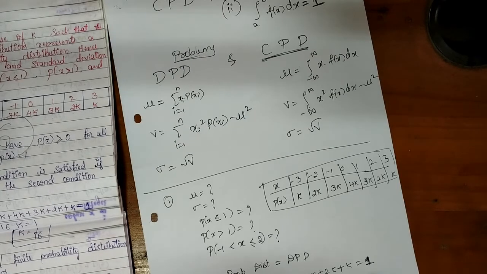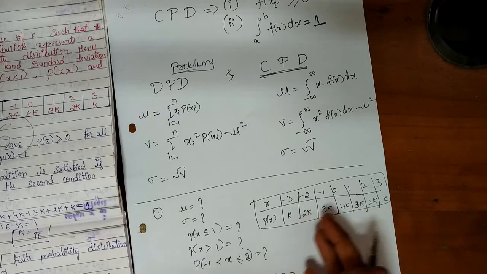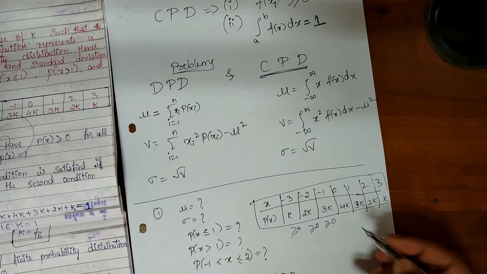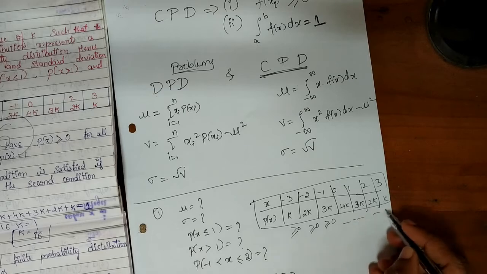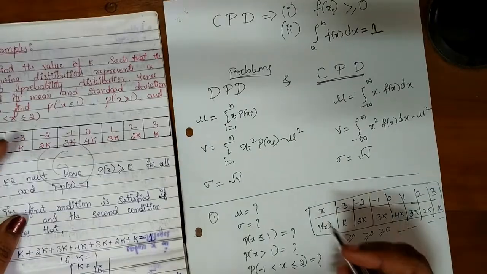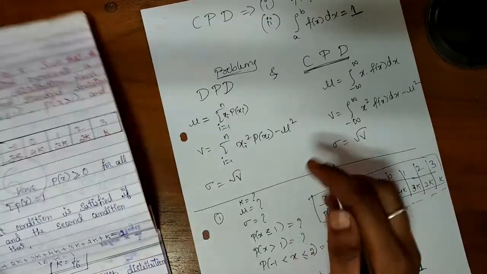So you can substitute this k value in this distribution, so that each and every probability will be greater than or equal to 0, and the sum of all these will give you 1. Of course, it is true. Here we had to find the value of k also. Now the first question is done.